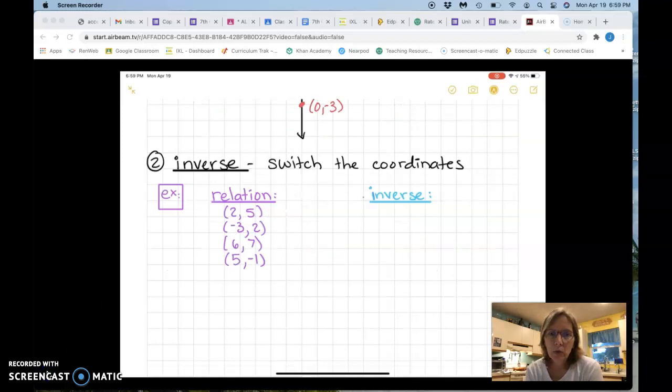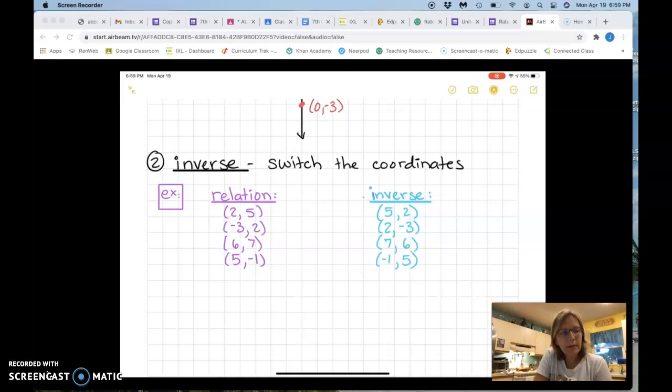Our last note today is the inverse. So the inverse of a relation is just switching the coordinates. So you literally take the X and make it Y, take the Y and make it X. So you see in purple, I have a relation written down. And I'm just going to switch the X and Y on each one to come up with the inverse. All right, and we'll do that for all of them. And that's how you find the inverse.